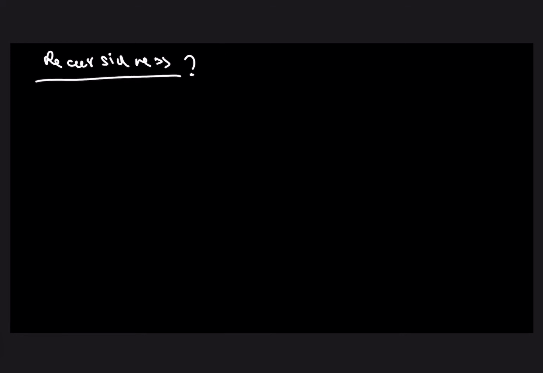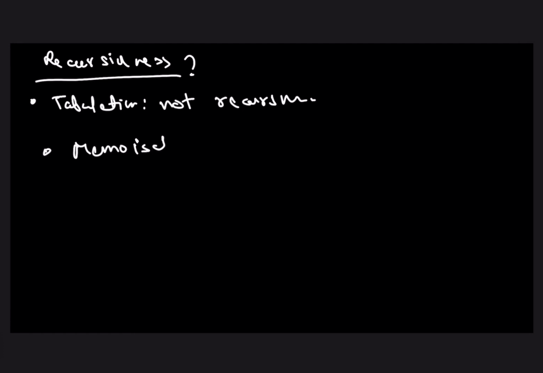So that is recursiveness. Is the approach recursive or not? Tabulation is not recursive, but memoization is recursive. Now this will become clearer when we have a look at the coding example again, but for now, just to give you a brief summary of how memoization works and why it is recursive, let's say that I want to compute Fibonacci of n.